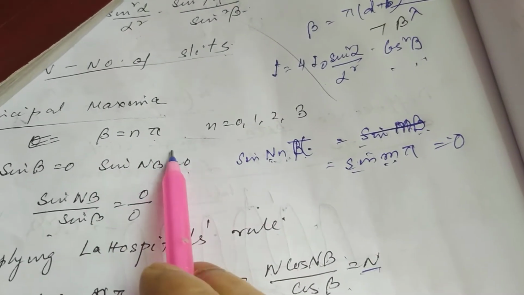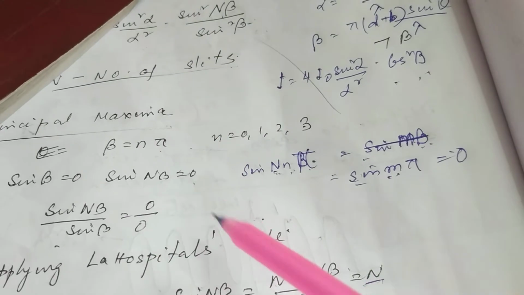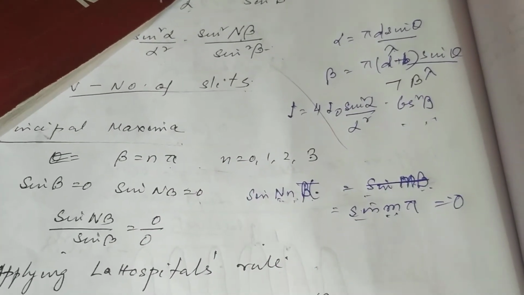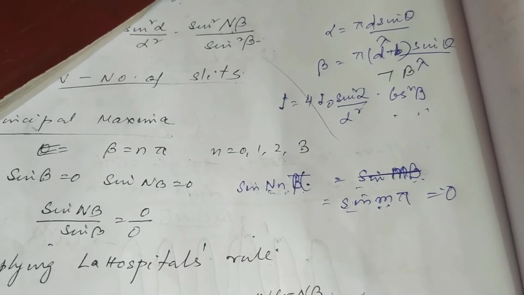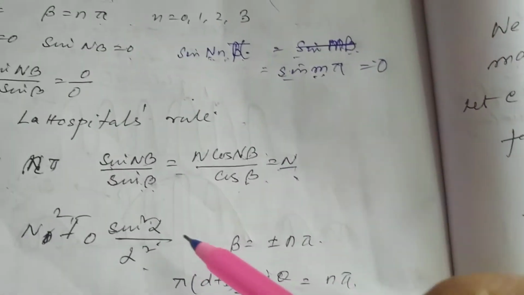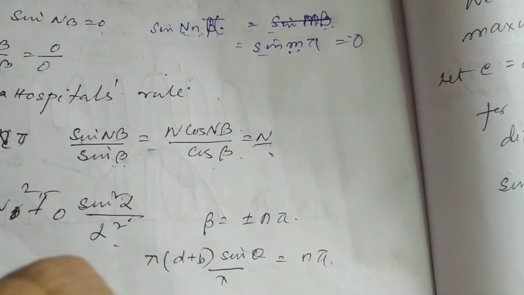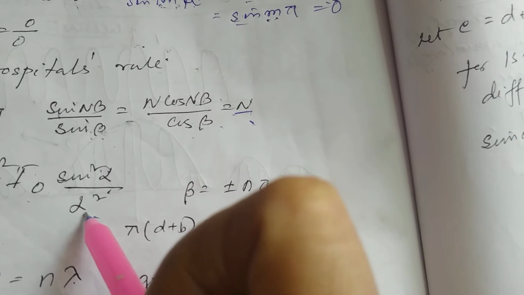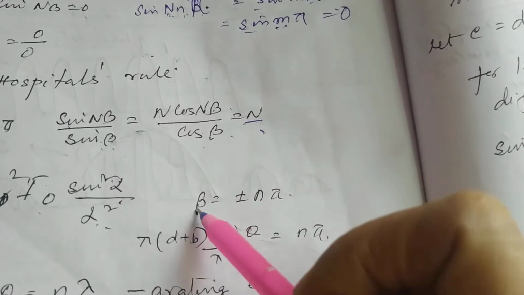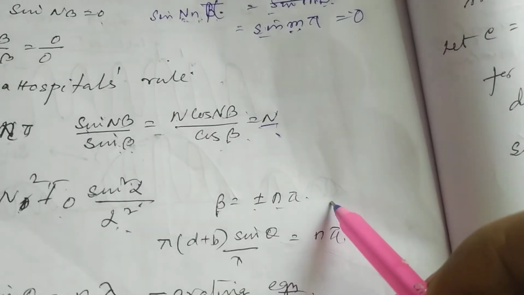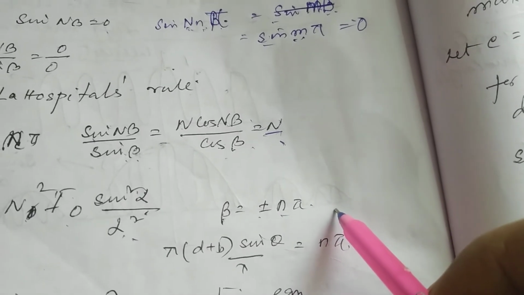So if beta is equal to n pi, then I am getting this term as n, and sin square alpha by alpha square, that is also 1. No, that is not 1. So my intensity will be n square I0 sin square alpha by alpha square, when beta is equal to n pi. Just remember it. I will get the principal maxima.